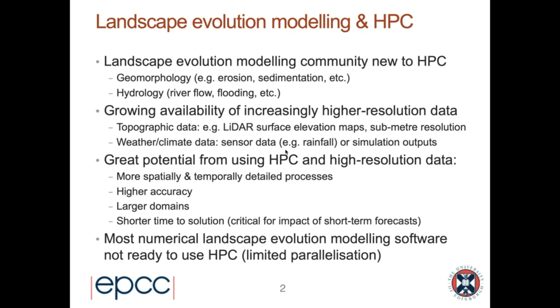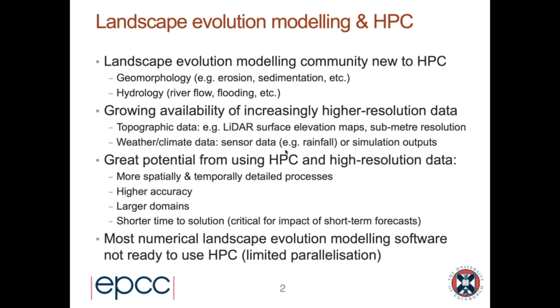Now this has come to the fore with regards to HPC because there is a growing availability not just of processing power, of course, but increasingly higher resolution data. What's relevant to this area is topographic data, such as surface elevation maps, which are generated, for example, from LIDAR measurements. And these are reaching sub-meter resolutions, linearly speaking. So the amount of actual square surface area data available is, of course, growing quadratically with that.